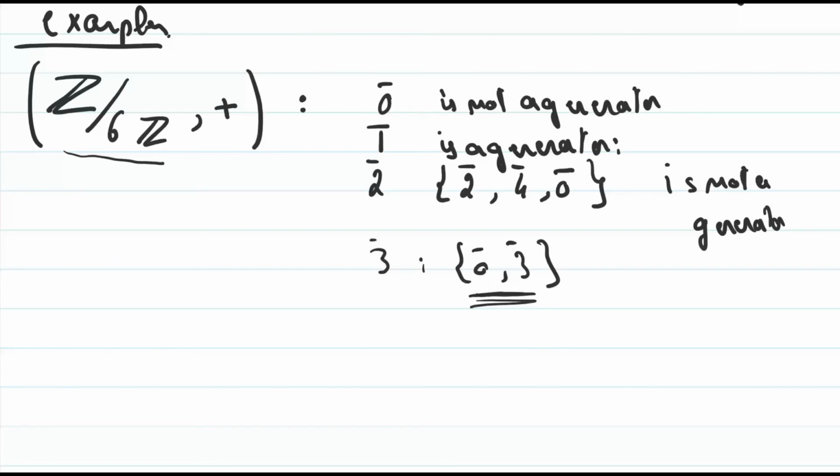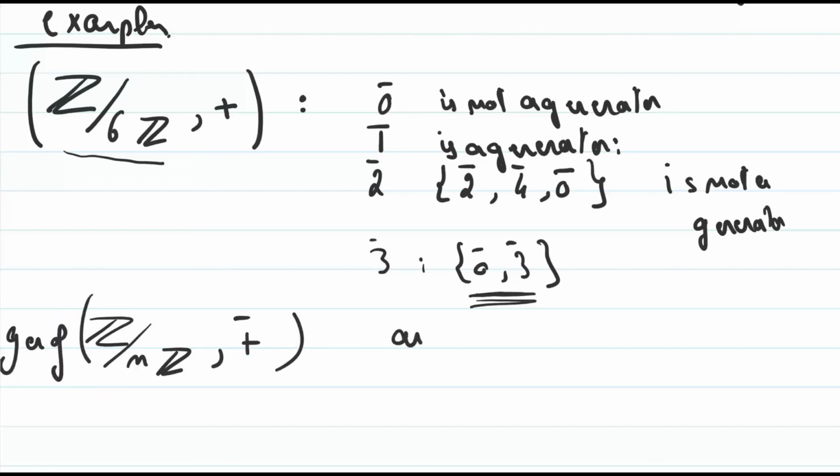In fact, we have a theorem that the generators of the integers modulo n with the operation plus are the elements a bar such that, well, you can try to guess this one. Perhaps you need some more examples to guess it. But I write it down. You can stop the video and think about it. Those are the a bars such that a and n are coprime.